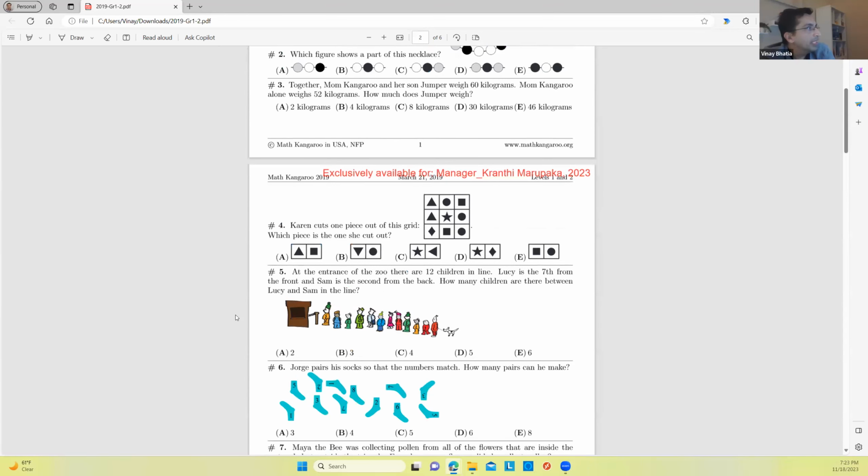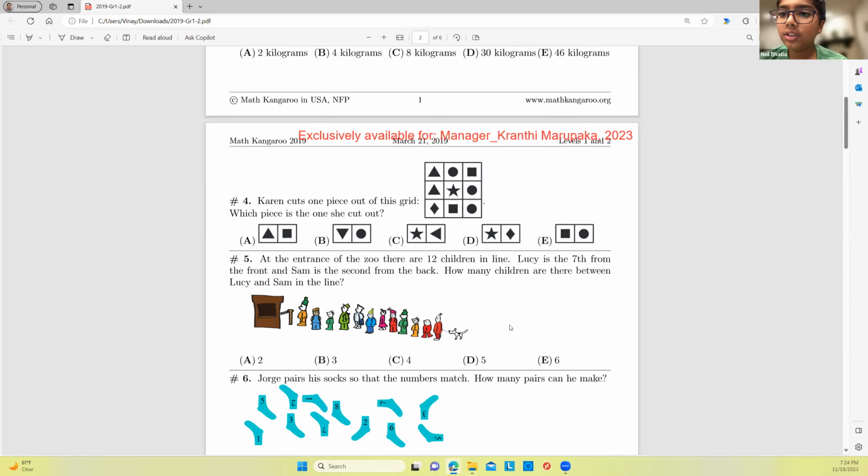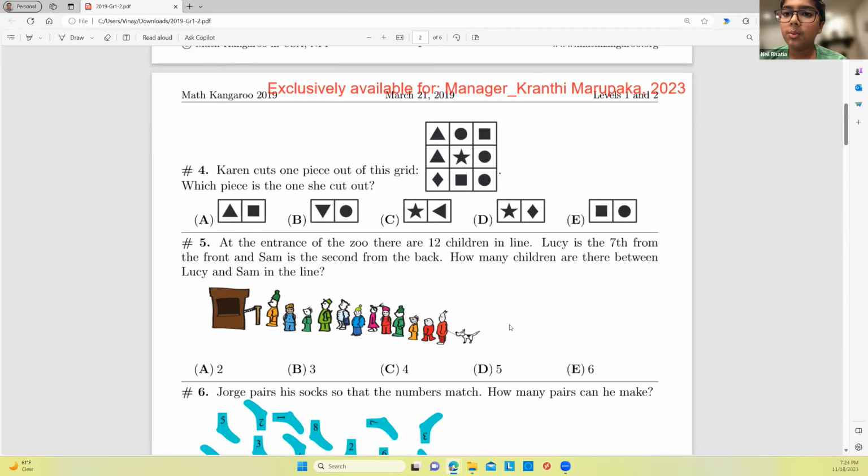Which should we take? Should we take number 4? Does that look like a good problem? Let's start with number 4, Neil. Why don't you explain the problem and then we'll ask them to solve it. Karen cuts one piece out of this grid. Which piece is the one she cut out? Looks like Sion wants to solve it. So show us your answer and how you found it.